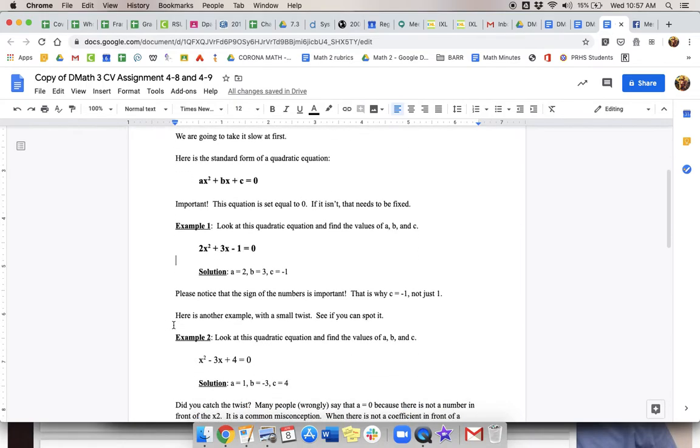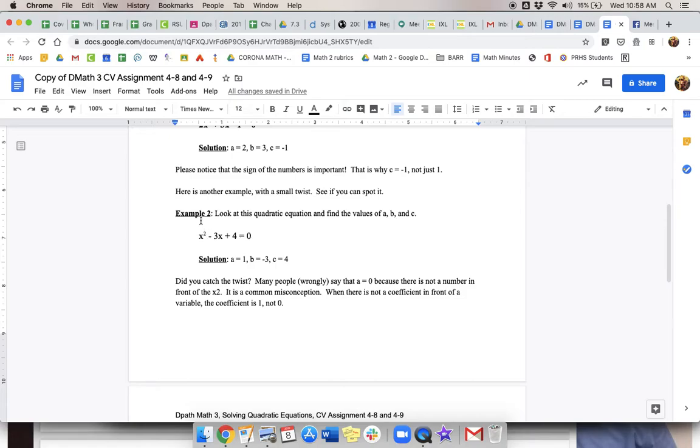So in my example here, we can see that a, the number in front of the x squared, is 2. b, the number in front of the x, equals 3. And c, the constant, is -1. It's really important to notice that the signs of these numbers are important. So when this says subtract 1, that means that c is -1.